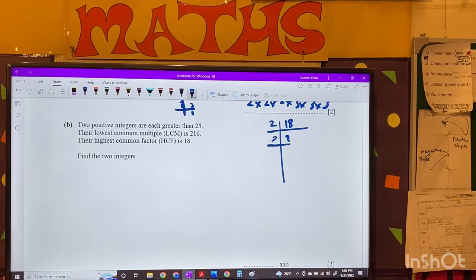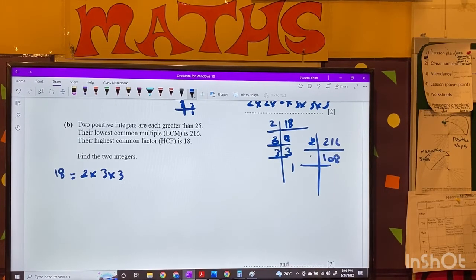2 9s are 18, 3 3s are 9, and 3 1s are 3. 18 के factors लिख लूँ यहाँ पे? Yes. 18 is going to be 2 into 3 into 3. And the factors of 216 are going to be, if we divide it by 2, 108, 54, 27, 3 से divide किया, we get 9, 3 से 3, and then 3 से 1. So 216 के factors are gonna be 2 into 2.